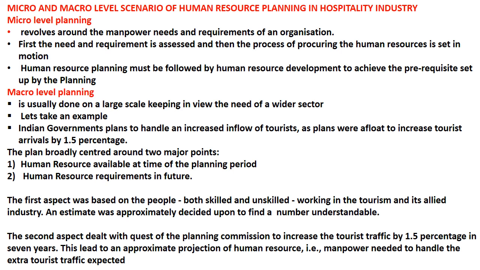Okay, so how will they calculate their manpower requirement? The first step is they will take into account the current manpower of that industry and their merits and demerits, skilled and unskilled, all these things. Okay, then they will make a projection. For meeting the demand after 10 years, how many resources will they need? Okay, so that is macro level planning. So these are the two levels of human resource planning in the hospitality industry or any other industry, right?